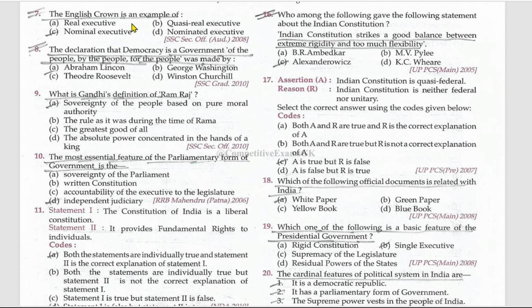The English crown is an example of nominal executive. The declaration that democracy is a government of the people, by the people, for the people was made by Abraham Lincoln. What is Gandhi's definition of Ramraj? Sovereignty of the people based on pure moral authority. The most essential feature of the parliamentary form of government is the independent judiciary.